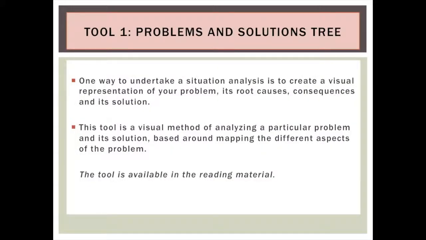Developing a problem and solutions tree. One way to undertake a situation analysis is to create a visual representation of your problem, its root causes, consequences, and its solution by developing a problem and solutions tree. A problem and solution tree analysis is one of the many forms of project planning and is well developed among many development agencies. It is a visual tool of analyzing a particular problem and its solution based around mapping the different aspects of the problem. The tool is available in the reading material at the end of the lecture.